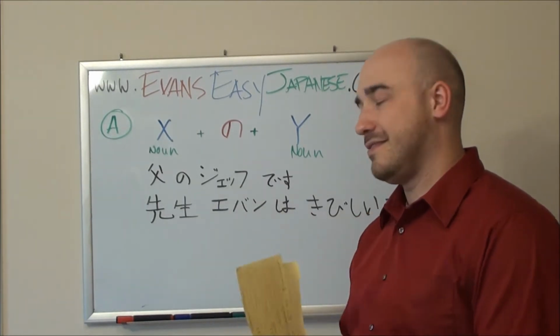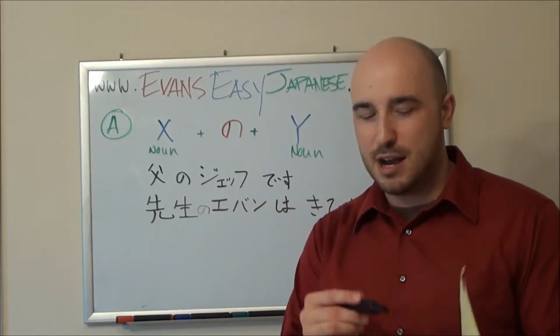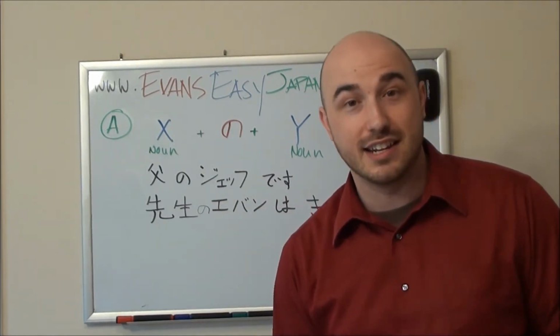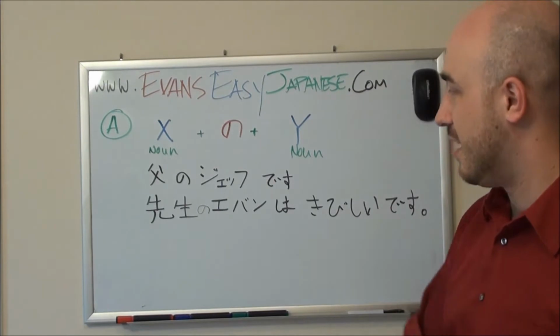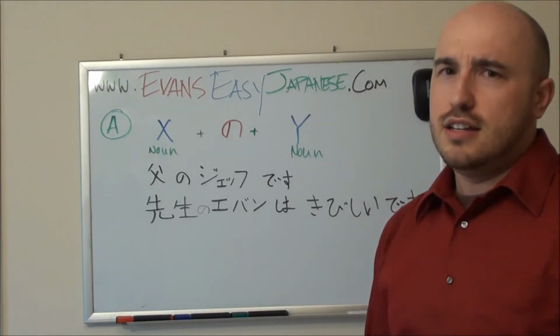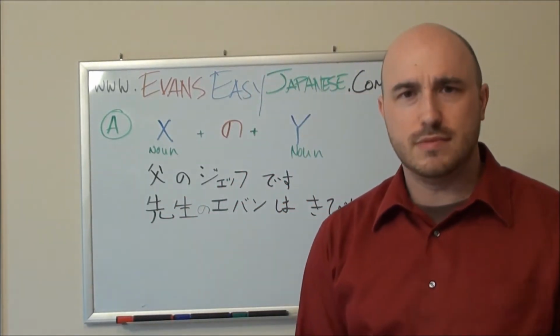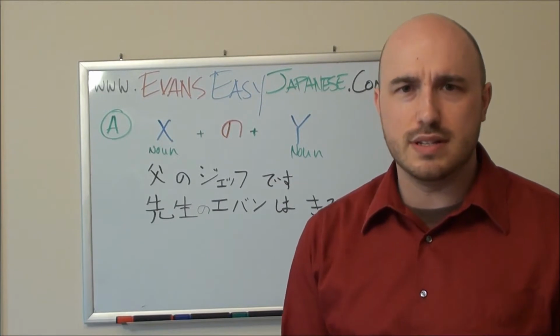Another one. Sensei. Oops. Too fast for myself. There needs to be a no there. I almost forgot to do the exact grammar point I'm teaching. I'm an awesome teacher, aren't I? Sensei no Evan wa kibishii desu. Oh, teacher Evan is very strict. The teacher, Evan, or the Evan teacher, the teacher who is Evan.